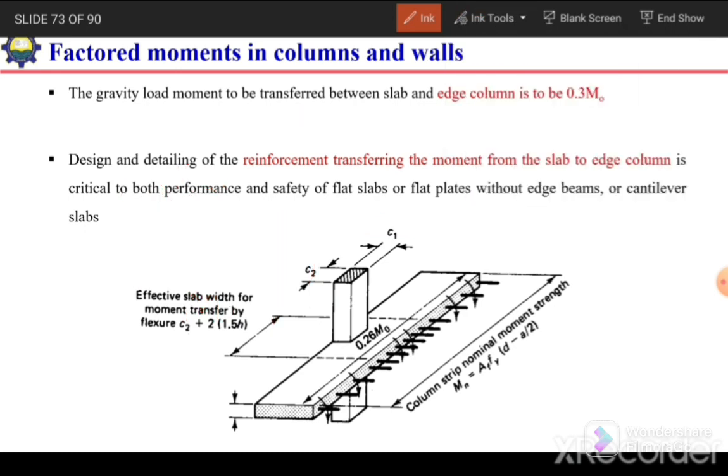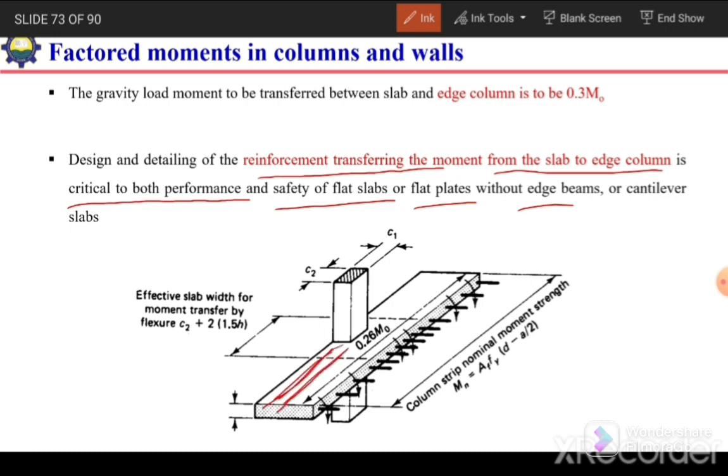Okay, detail design and detailing of the reinforcement transferring the moment from slab to the edge column is critical to both performance and safety of slab or flat plates without edge beams. So if there is no edge beam in case of edge column, we need to design the reinforcement to resist the unbalanced moment, which is 0.3 M0, or to transfer this unbalanced moment from slab to column.